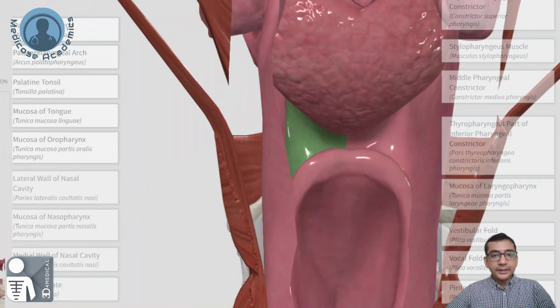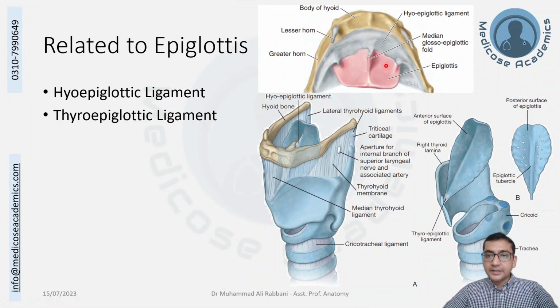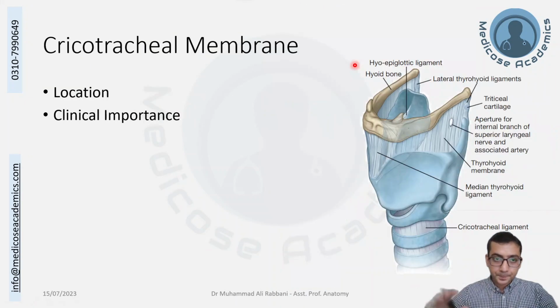So this is about the ligaments of the larynx, and this was the vallecula that we were seeing, and there is the median glossoepiglottic fold and the lateral glossoepiglottic fold. They make the cavities on either side of the back of the tongue.